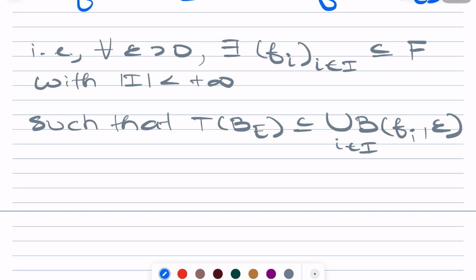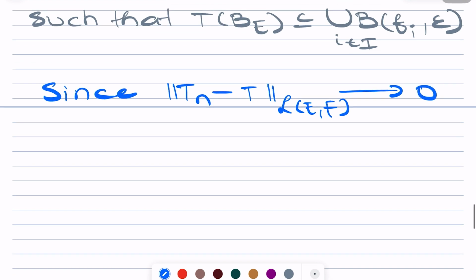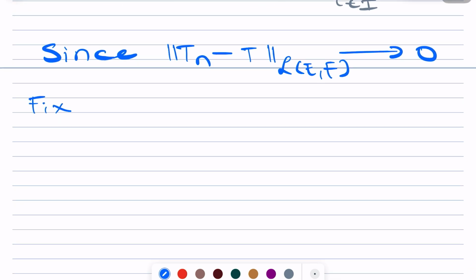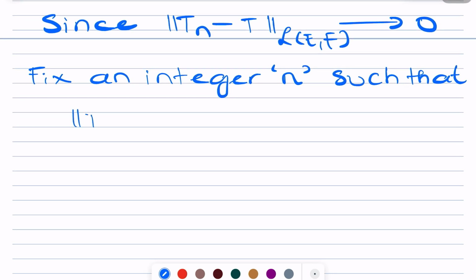Okay, now since T_n converges in operator norm to T, this means there is a rank starting at which the terms of the sequence T_n are close to T. So since this norm goes to 0, fix an integer n such that the norm of T_n minus T, the operator norm of course, is strictly less than epsilon over 2.